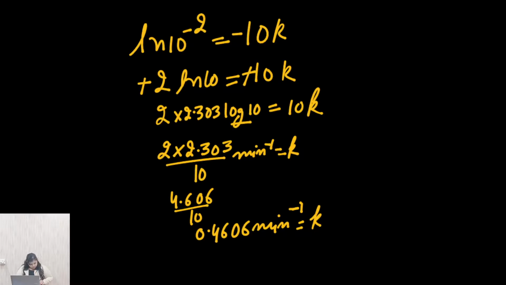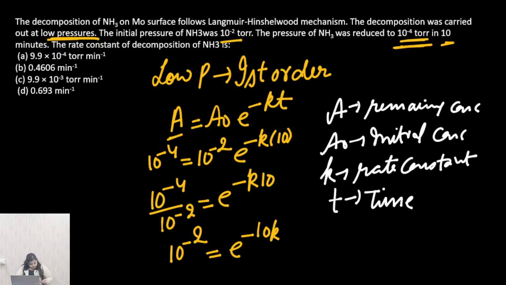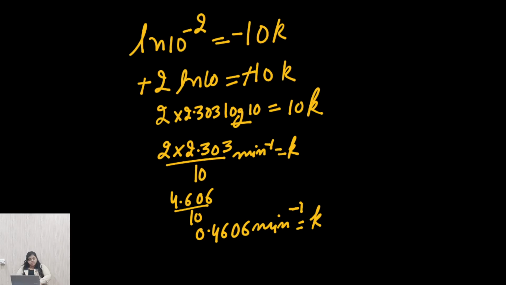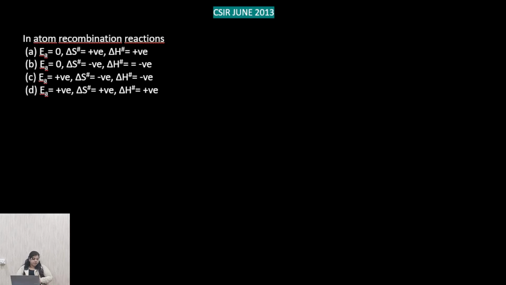Okay. So the given options we are having it, 0.4606 minute inverse. Option B becomes the correct one, right? So these were all the questions from your 2012 exam. Now we are starting with the 2013 exam, the June exam that was conducted.